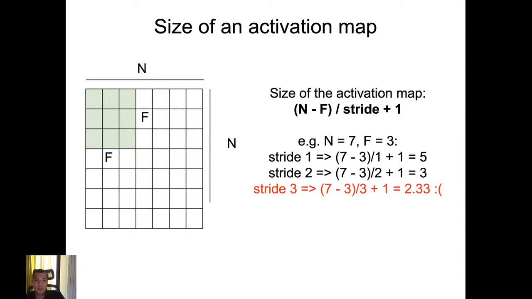If you just try to apply the filter like that, it will not be possible because it doesn't fit exactly. So the formula to compute the size of the activation map based on the previous examples is: you take the size of the input image, you subtract the size of the filter, you divide it by the stride, and you add 1. When we had stride 1, and we replace the size of the image and the size of the filter, we obtain the size of the output, which is 5. Then for stride 2, we obtain the size 3. And for stride 3, we can see that this number is not a round number. This is why it is not possible to use a stride 3 in this case.